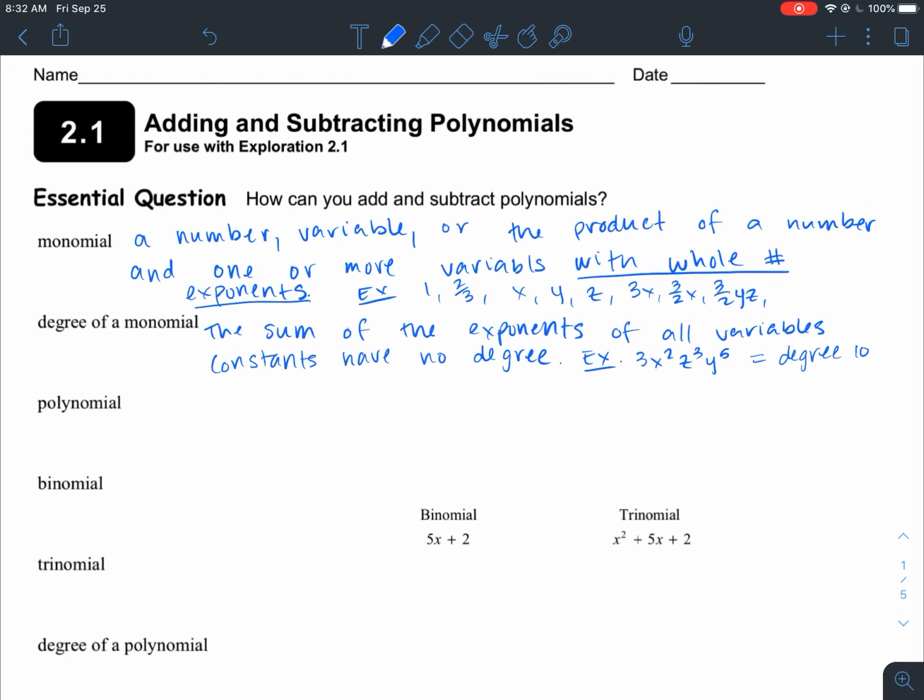Okay? And remember that this right here is one monomial. This doesn't count as 4 monomials. This is one monomial, because they're all being multiplied together.